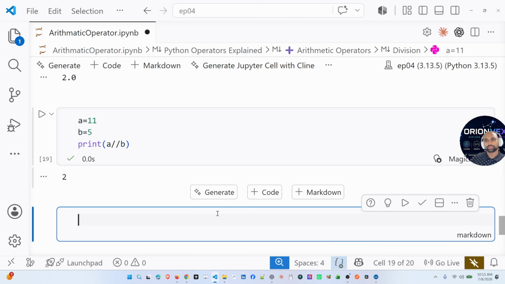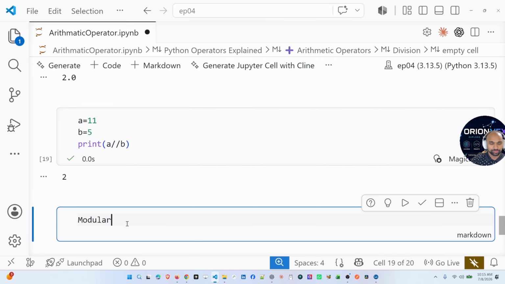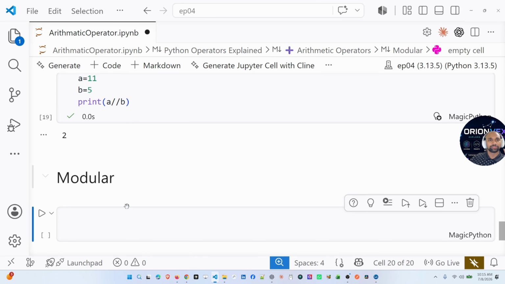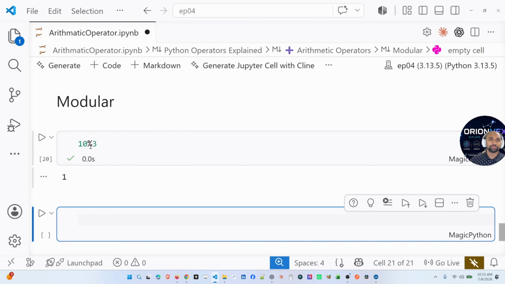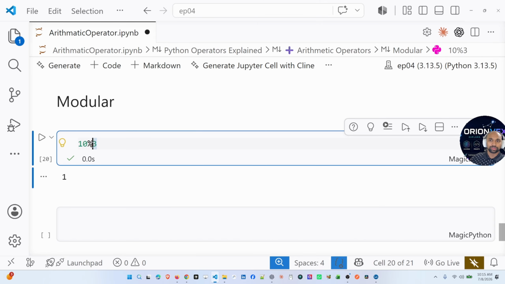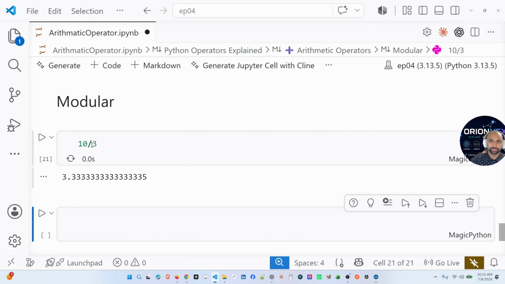Another operator that we have to discuss is the modulus operator. Whenever we use the modulus operator, we use the % symbol. 10 % 3, and the output will be 1. What are we getting? We are getting the remainder. If it is 10 divided by 3, we will get 3.33 as the value.